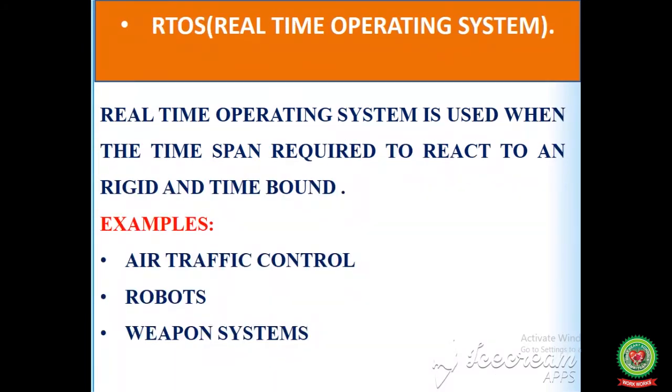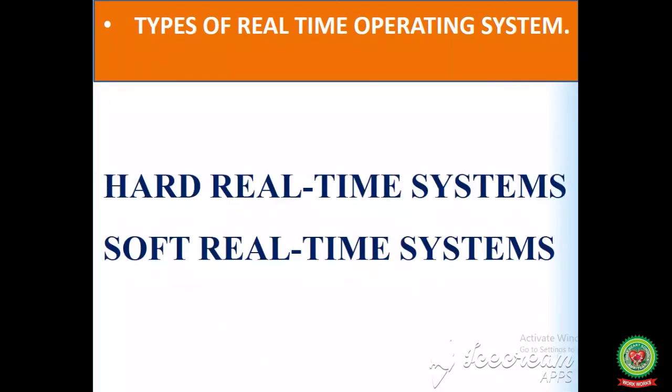Next operating system is real-time operating system. Real-time operating system is designed to handle real-life scenarios and problems. Real-time operating system is used when the time span required to react is rigid and time-bound. For example, air traffic control, robots, and weapon systems. There are two types of real-time operating system. Number 1, hard real-time systems. Number 2, soft real-time systems.